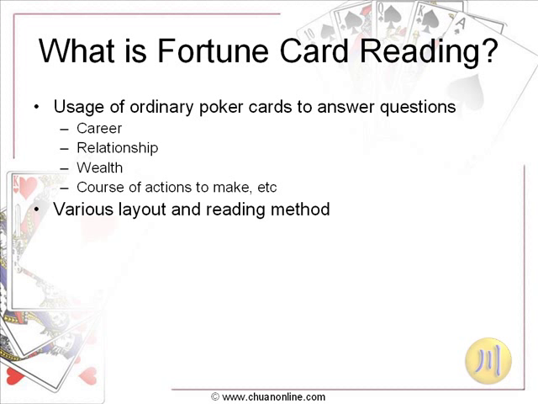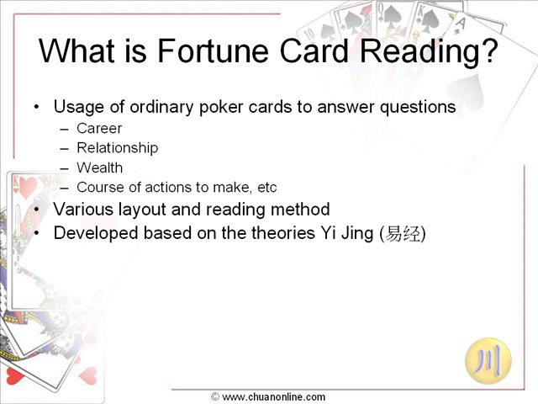There are various layout and reading methods available in the market, but today I'll only introduce the 6 places, 12 palaces method and the 4 auspicious and 4 inauspicious method. The fortune card reading methods that I use are developed based on the theories of Yi Ching. Yi Ching is the Chinese classic book of change which contains a section on some techniques of divination.